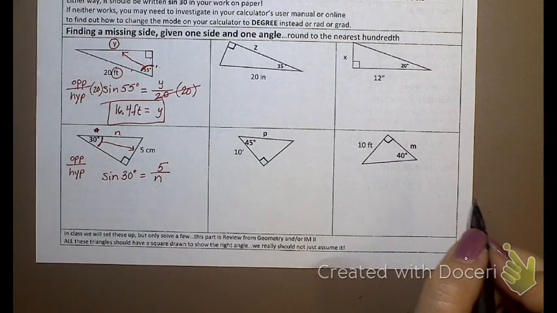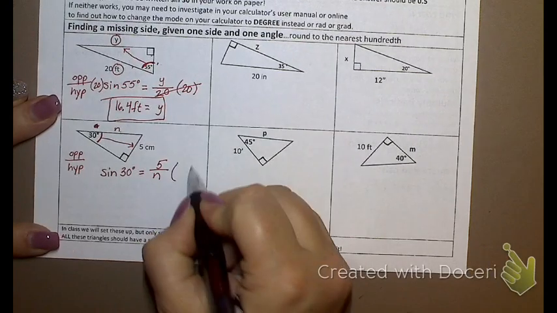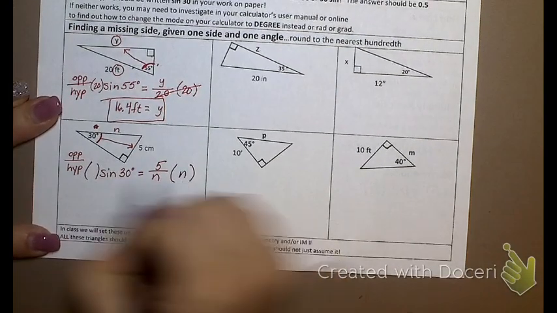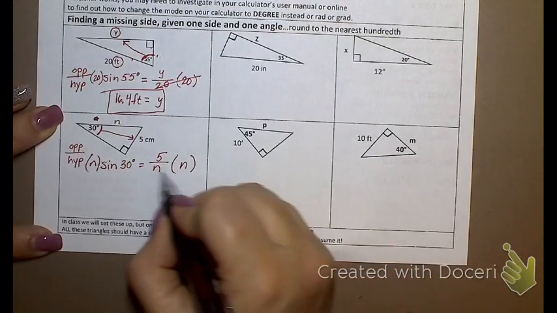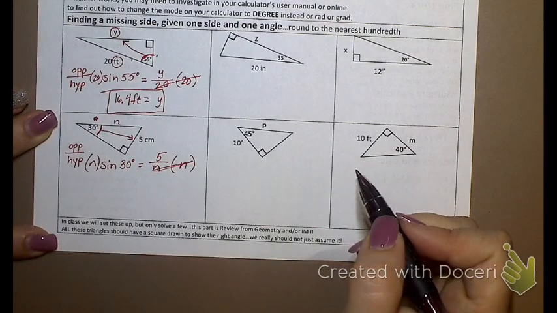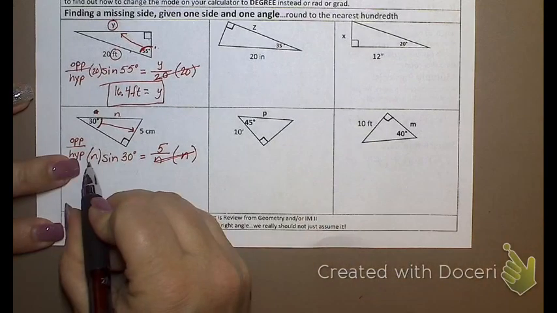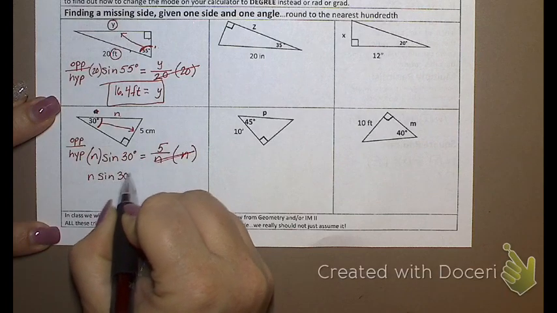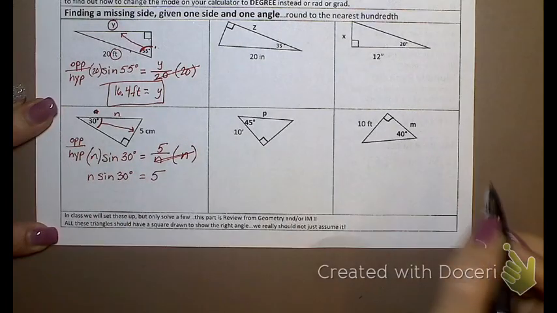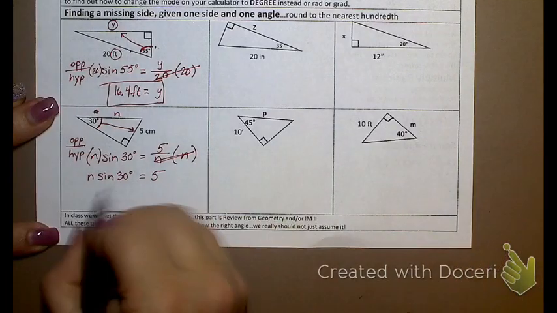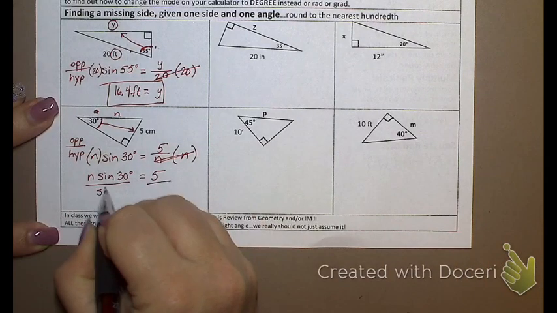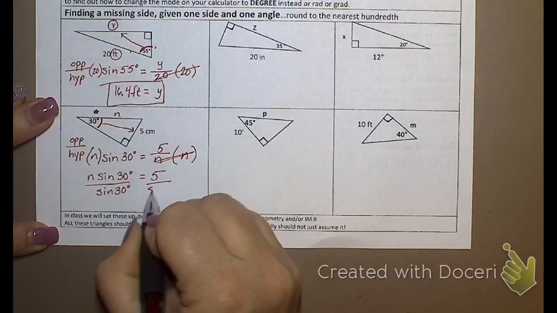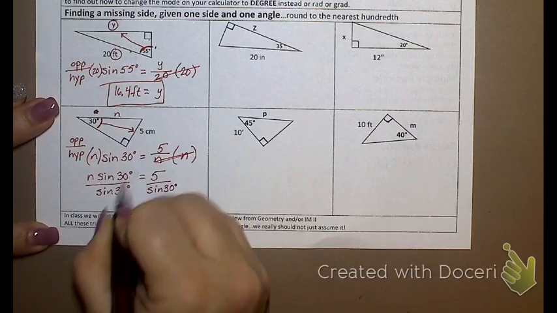Why is this one slightly different? My variable is on the bottom. So that means I have one extra step in solving. So I'm still going to multiply both sides by that bottom number, which happens to be N in this case. And that freaks some people out because they're like, wait, you're not supposed to cancel out your variable, only the letter that's with it. Well, I canceled it out there, but it's reappearing over here. So I have N times sine of 30 degrees equals 5. Now how would I get N by itself? Divide by sine of 30. Why does the variable go on the bottom for that one? Because it was the hypotenuse this time.